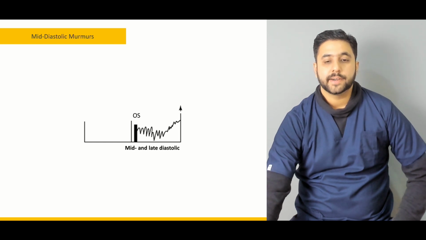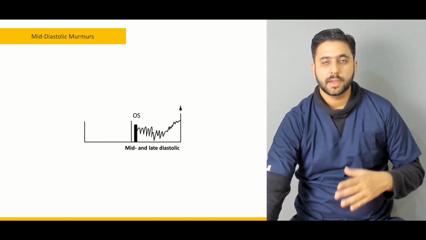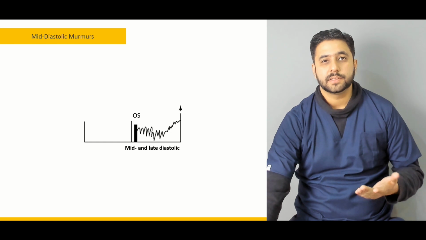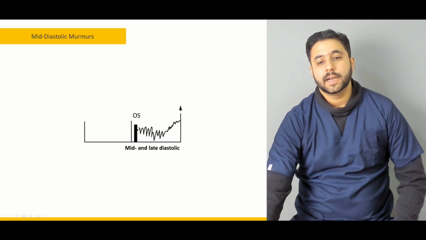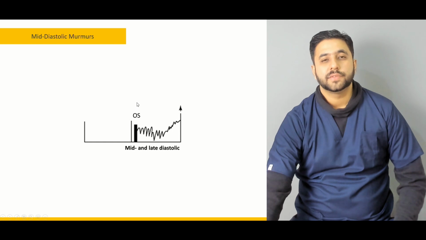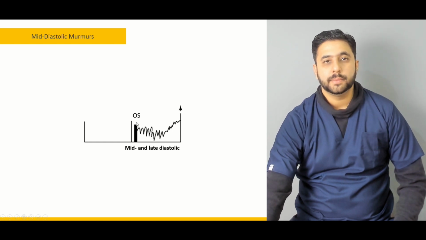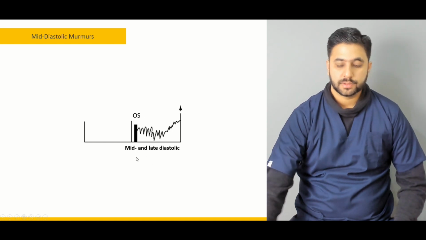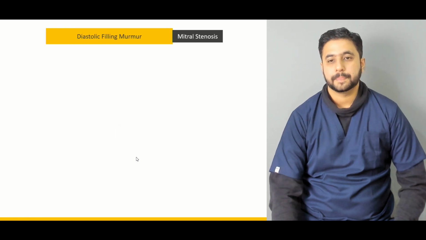If there is a greater distance between the S2 and OS, this means that the patient doesn't have very serious disease. It is inversely related, and in that case the murmur will be shorter. But if there is a smaller distance between the S2 and OS, that means the severity of the disease is more and the murmur will be longer. So this is an important point to remember regarding the severity of mitral stenosis.